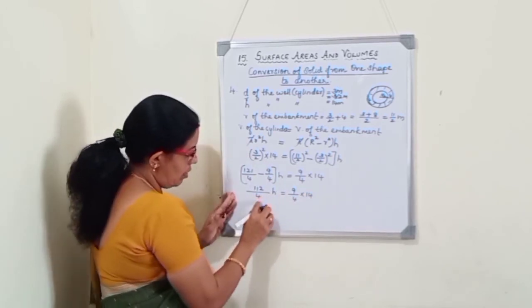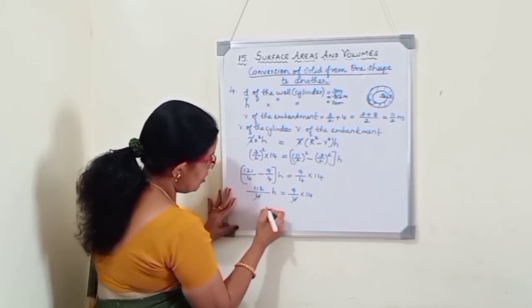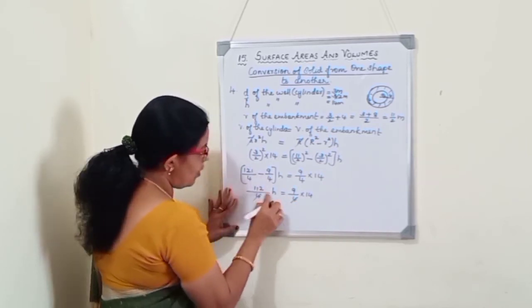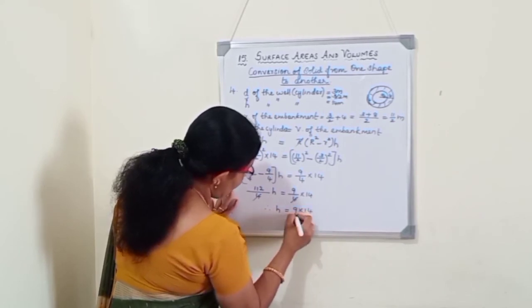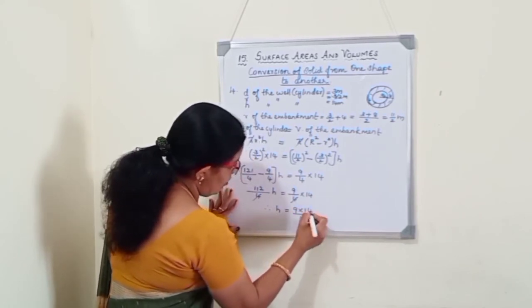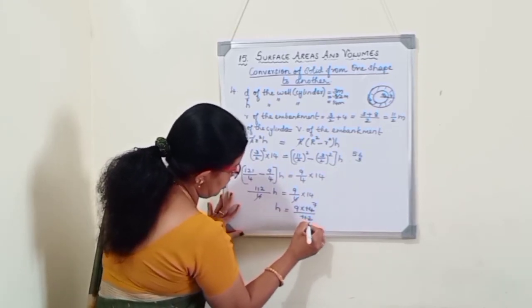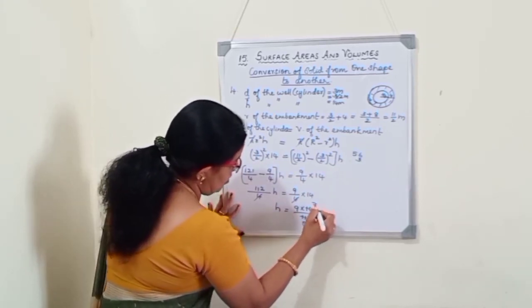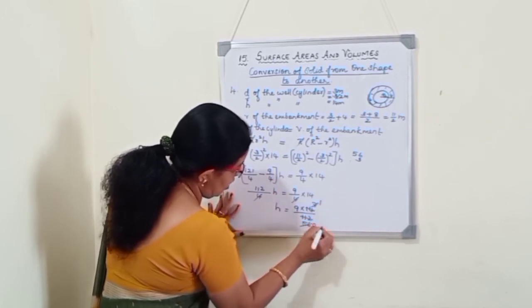See here the denominator is 4, here also the denominator is 4. Directly I will cancel 4. Therefore 112h is equal to 9 into 14. h is equal to 9 into 14 by 112. We will cancel in the 2 table. 7 2s are 14, 7 16s are 112. 7 1s are 7, 7 8s are 56.